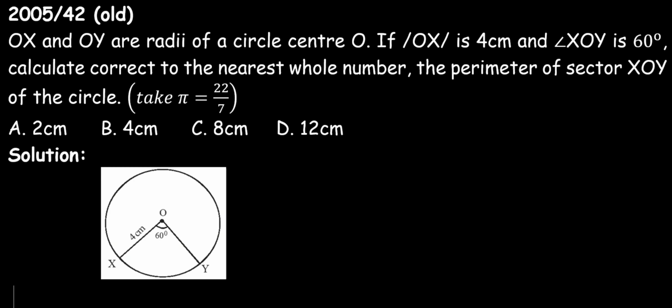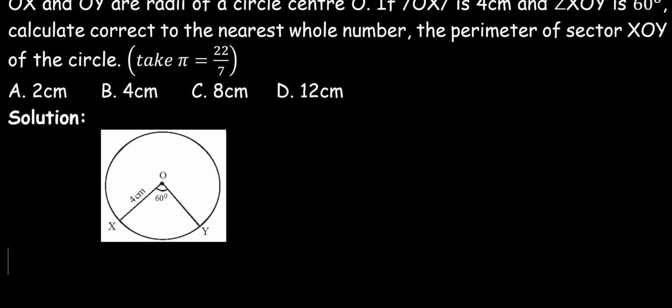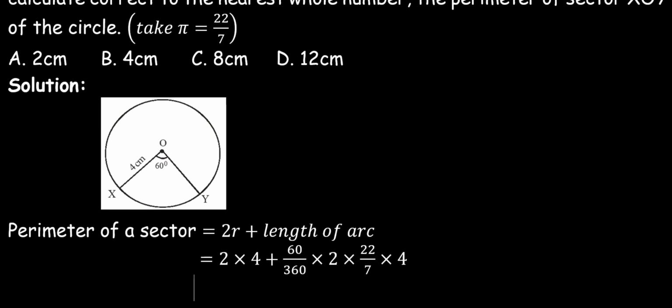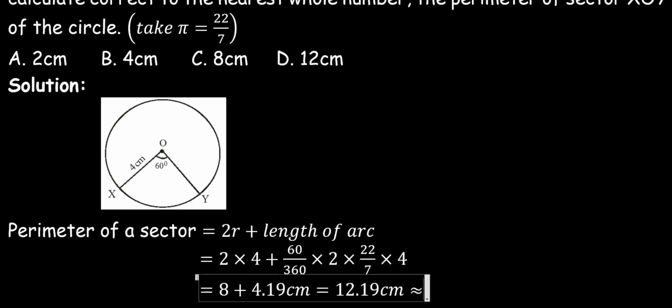From the given information, we can sketch the diagram as shown on the screen. Next, our perimeter of a sector is equal to 2r plus length of an arc. Substituting the given values, that will be 2 times 4 plus 60 over 360 times 2 times 22 over 7 times 4. And the result is 8 plus 4.19. That will give us 12.19 cm, which is approximately equal to 12 cm to the nearest whole number.